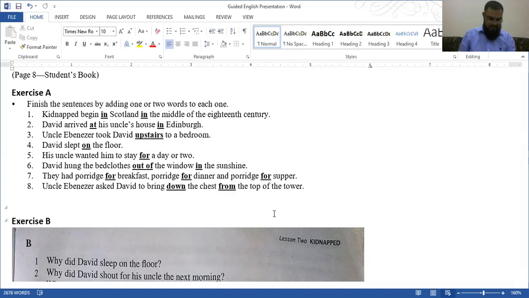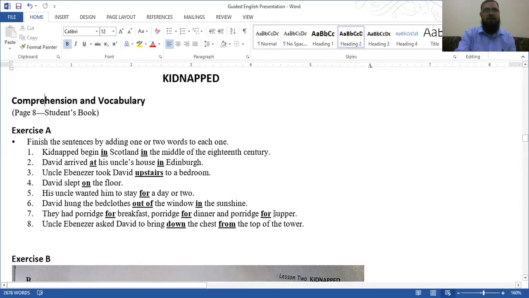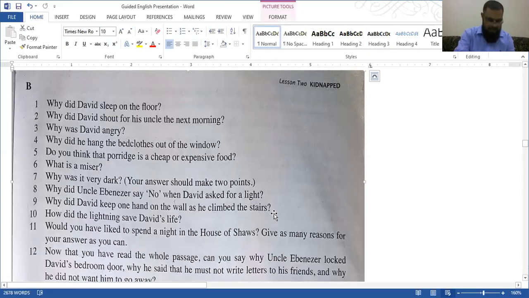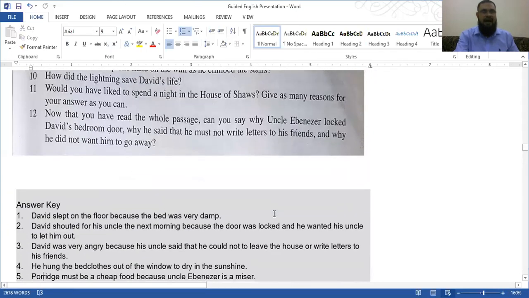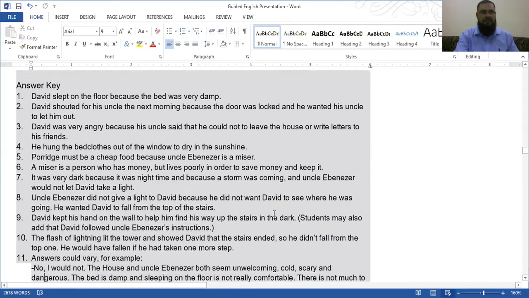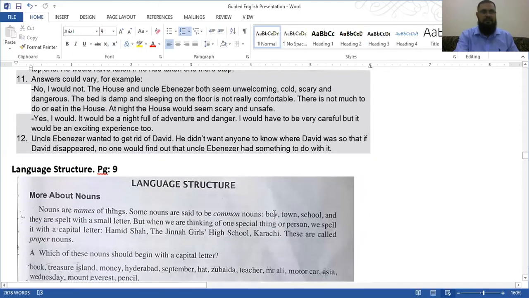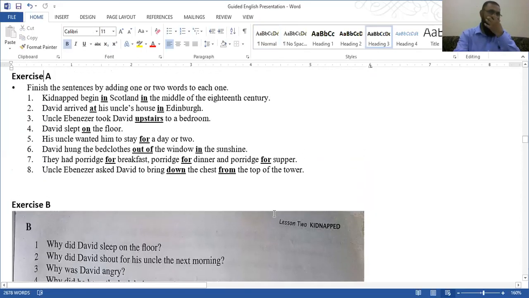So this is the end of exercise A of comprehension and vocabulary. First you will write comprehension and vocabulary at the top. If you have the book, even if you don't have, there is no problem. You can see from this page. You can see the video as many times as you like. Now exercise B, page number 9. These are the questions. I will read the question for you, and then there are answers here. I will read the answers for you as well.